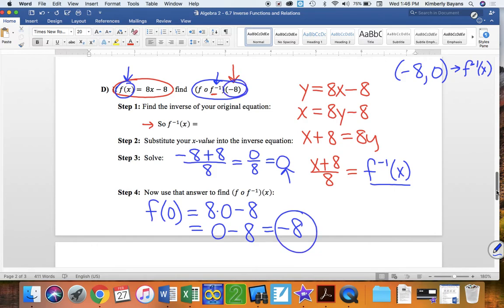What do we notice? The input of negative 8 became my output when I put it into the composite of f of x and the inverse of f of x. I wonder if that's true. As you go through your practice today, see if you find that to be true. I think generally speaking it makes sense, because if my input is 0, my output should be negative 8. Inverse functions should look like this. That's exactly what inverse functions should look like.